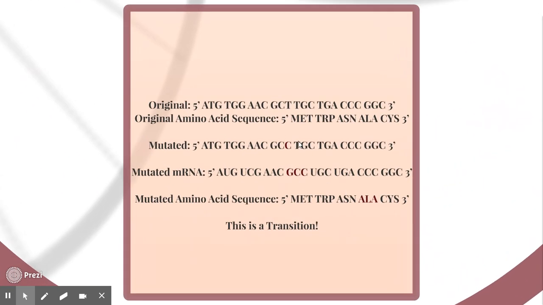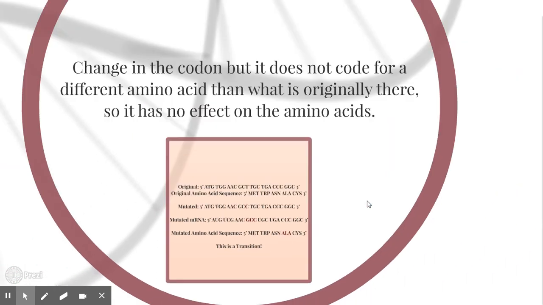For example, you can see here that a C is replacing the T, which is a transition, and the mutated codon is now a GCC instead of a GCT. But GCC and GCT both code for alanine, so there is not really a change in the amino acid sequence.